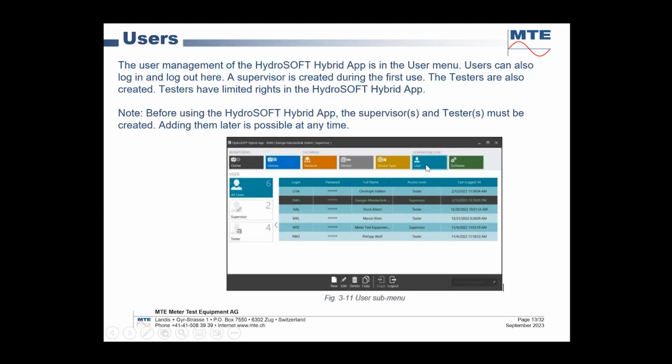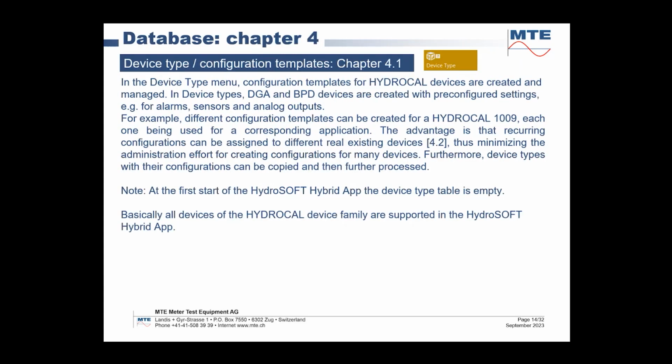The user, this blue-green button, is the user menu. It is the user management of this software. Users can also log in and log out here. And basically, you can create 2 types of users, supervisor or tester, but testers have limited rights in this software. That's the second step you must create. First the software, then the user, and now you must go to the device type.